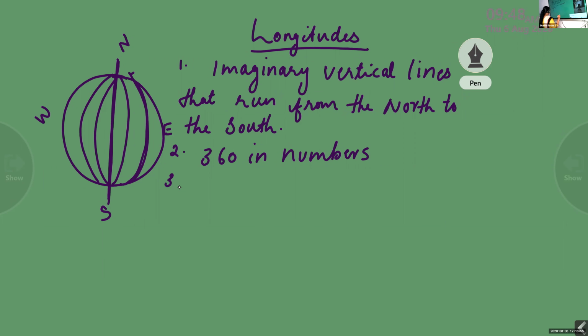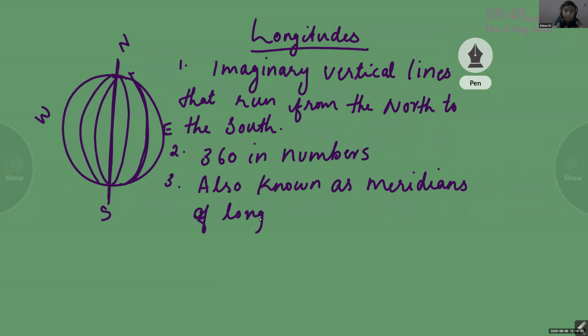Then the third point is, longitudes are also known as meridians of longitude. Ma'am, in latitudes they are called parallels. When we discussed latitudes, latitudes are also known as parallels because they are parallel to the equator and do not meet each other at any point. But here, longitudes are also known as meridians of longitude. Clear? Yes, ma'am.